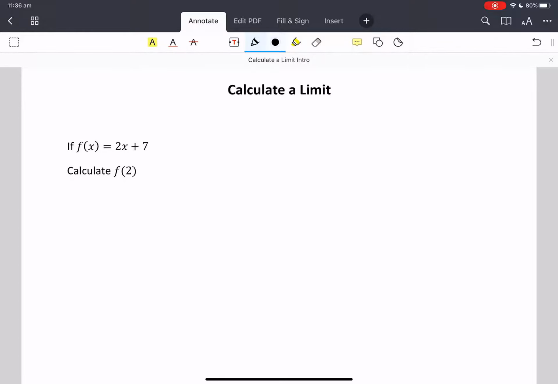Calculating limits. Let's just go with an easy function to start with. We're calculating f of 2, so f of 2 is simply 2 times 2 plus 7, which is 11. We can find the value of the function. The value of the function is 11, where x is 2.